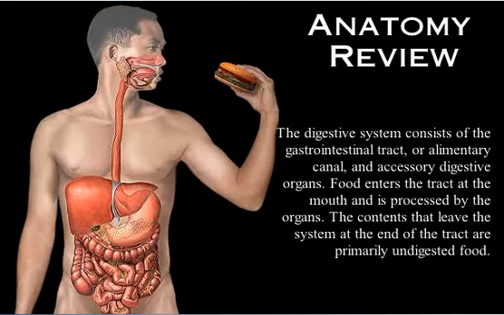The digestive system consists of the gastrointestinal tract, or alimentary canal, and accessory digestive organs. Food enters the tract at the mouth and is processed by the organs. The contents that leave the system at the end of the tract are primarily undigested food.